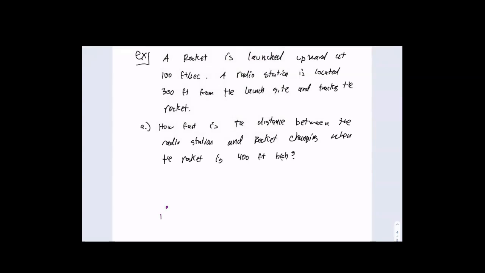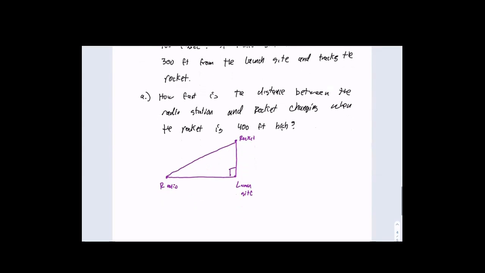So right here we have the radio station. Over here we'll have the launch station or the launch site. And over here vertically we have the rocket. And so as I informed, we have a right triangle. We'll label the sides X, Y, and Z. And the first thing that we want to do in terms of labeling is firstly identify anything that is constant. Are any of these variables constant?